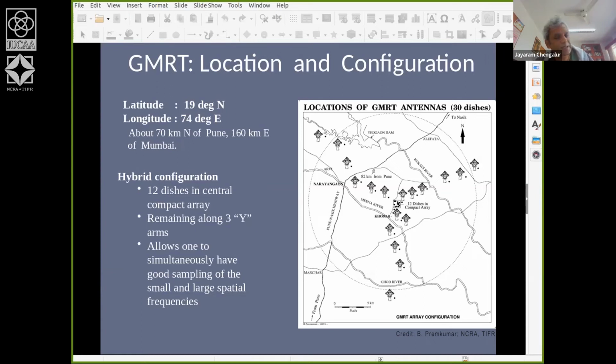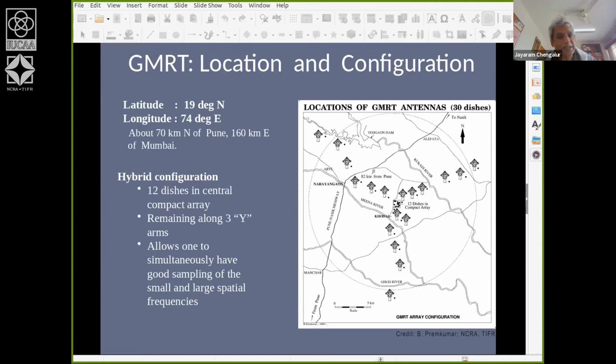You'd like to have your antennas along a Y-shaped arm in this particular instance, because a Y shape also gives you reasonably good sampling. That also is known from simulations. So that's why this particular Y was picked, because it gives reasonably good sampling.